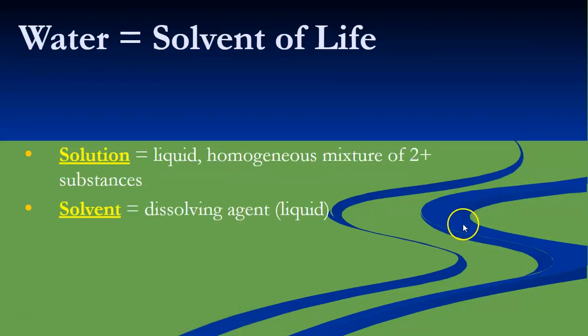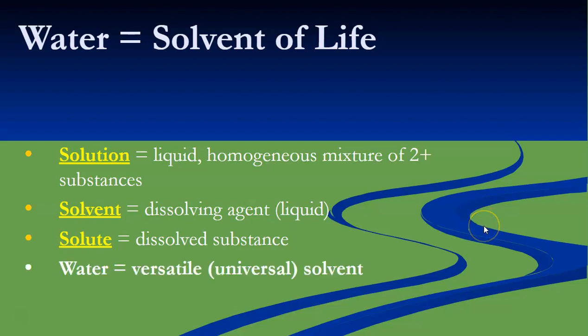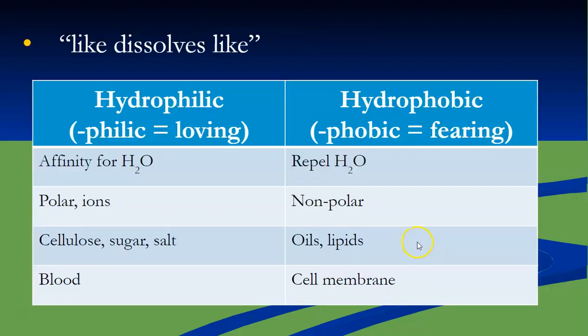Water is the universal solvent, meaning that it dissolves a ton of stuff. So remembering vocab, the solute is the thing that dissolves. The solvent is the thing that's doing the dissolving, and then it creates a solution. And so the idea is water is super versatile. So it can dissolve a lot of things, pretty much all polar substances.